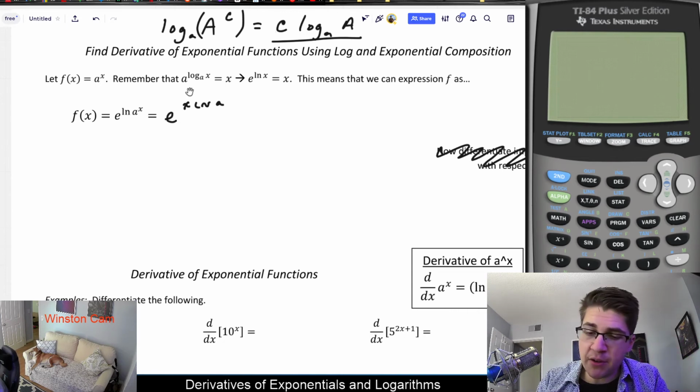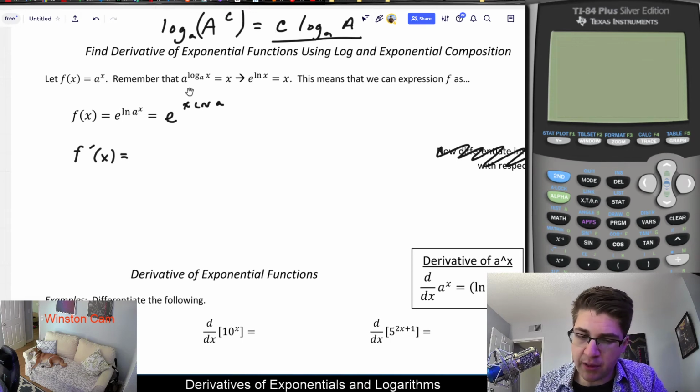But anyways, what we want to know is the derivative. So my point is, we could find the derivative of this using the chain rule, because again, what we have is we have an inside and an outside.